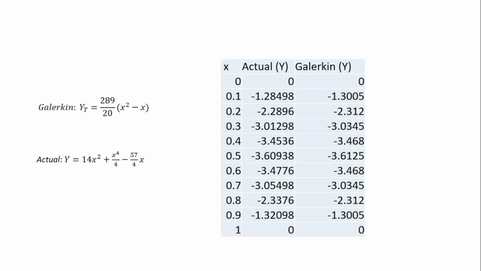For example, when x is 0.5, the actual value for y is minus 3.60938. Then when you use the Galerkin solution, you have minus 3.6125. They are very close, approximately equal. If you look at the solution closely, you see that they are related. Well, this is that about Galerkin procedure.